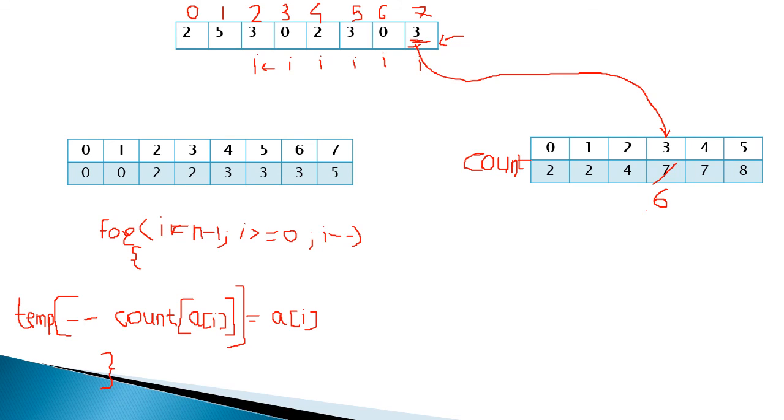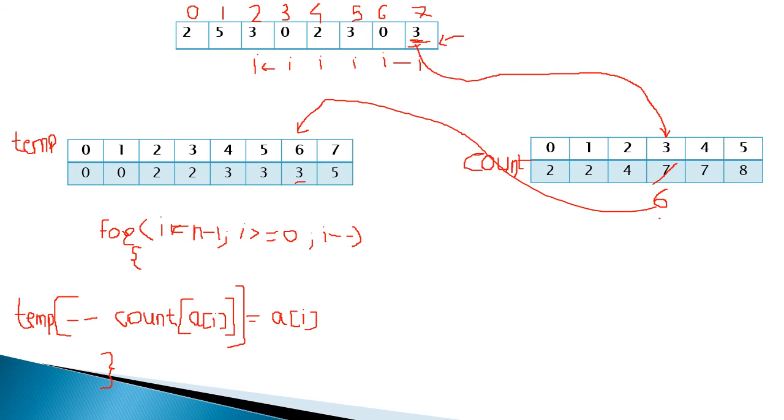Means here 6, then go into our temporary array. This is our temporary array, na? Suppose this is our temporary array, and then go into the index number 6, and here 3 will be stored.